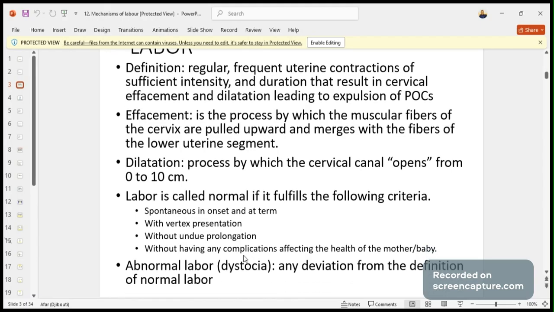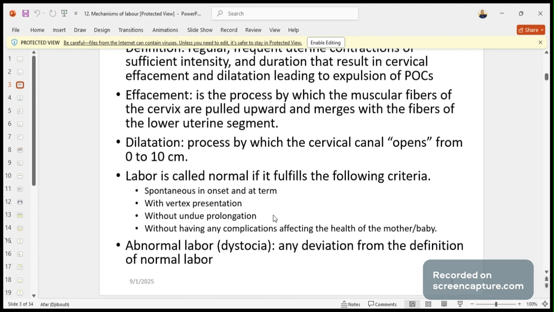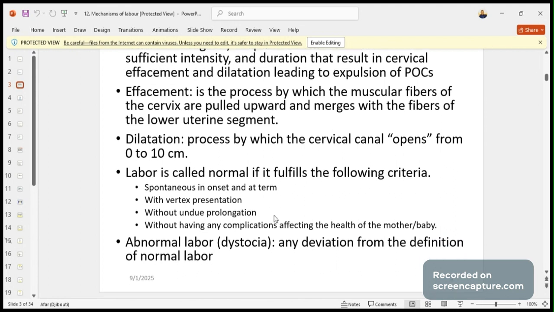Without any complication affecting the health of the mother or the baby, that is still a normal labor. And abnormal labor is any deviation from the definition of normal labor. So abnormal labor is not spontaneous, the baby is not at term, the baby is not coming with the vertex presentation, there is undue prolongation, and there is also complication. That is abnormal labor. Okay.